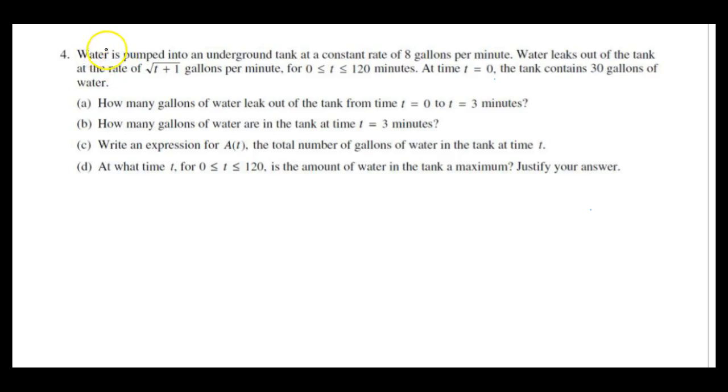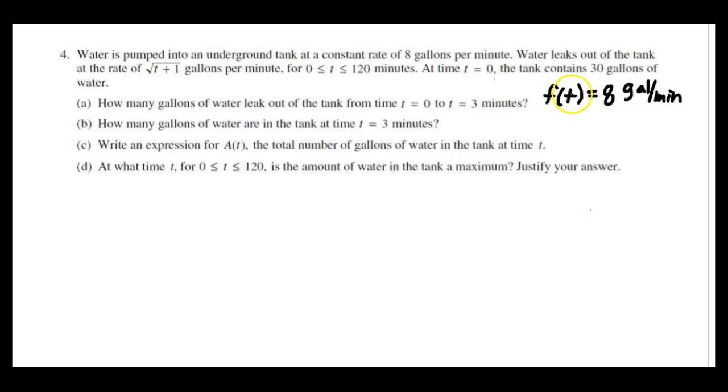So let's go back and try to visualize what's happening. We have this underground tank that water is being pumped into constantly at a rate of 8 gallons per minute. So what I've just been given here is a function. I'm going to call it f of t. The variable is t, and it's a constant function. So f of t is 8, and the units are gallons per minute. In other words, it doesn't matter what time I plug in here. If I plug in the number 1, I still get 8 gallons per minute.